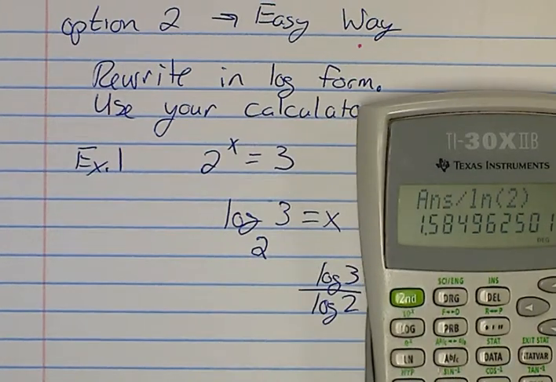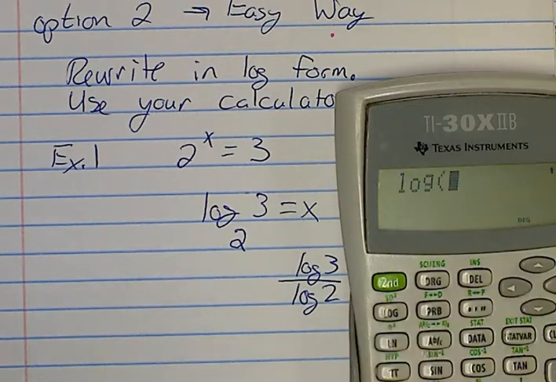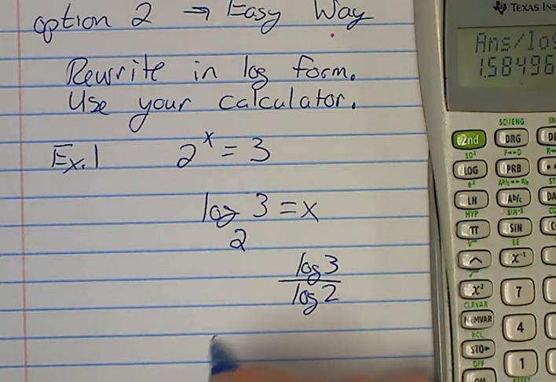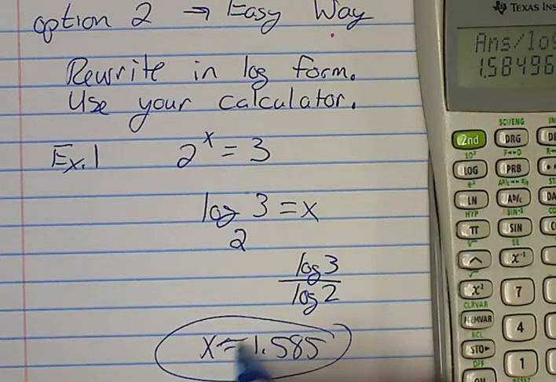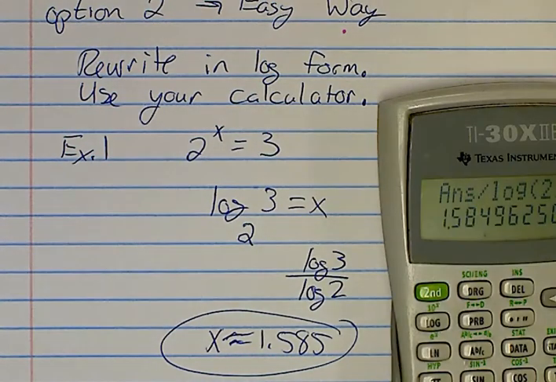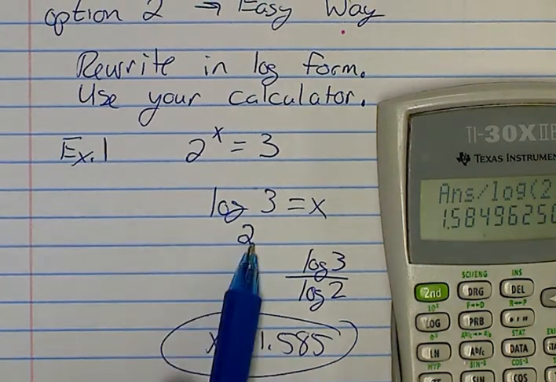So if we do that, we've got log of 3, and again, if you want to be careful, go ahead and hit equals, and then divide that by log of 2, equals, and you've got 1.585 if you round off to 3 decimal places. So you can either rewrite it with all the LNs, but to me the easier way is, and you can do this on anything that we do so far: if they give it to you in exponential, rewrite it in log and solve it.